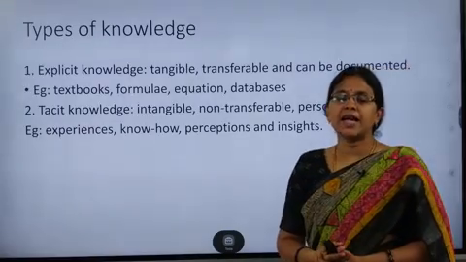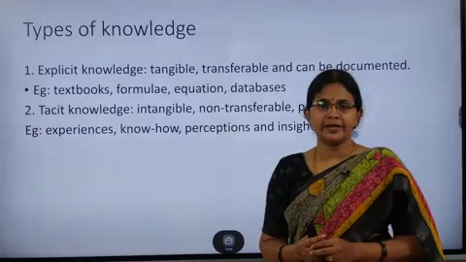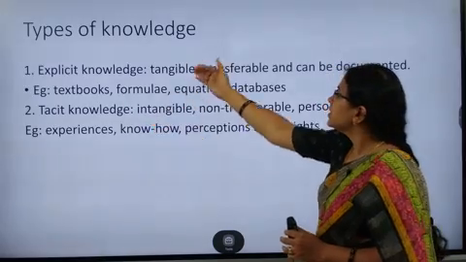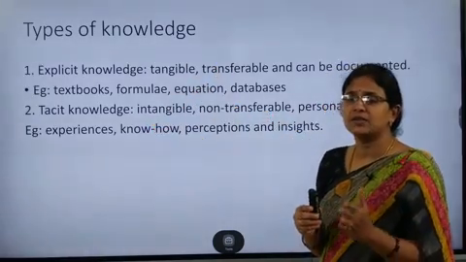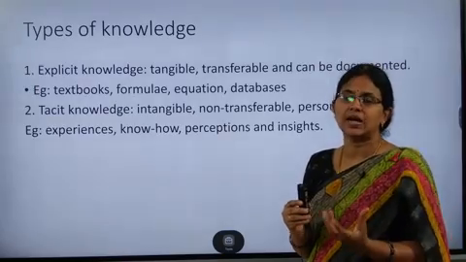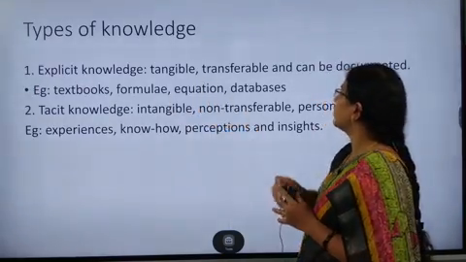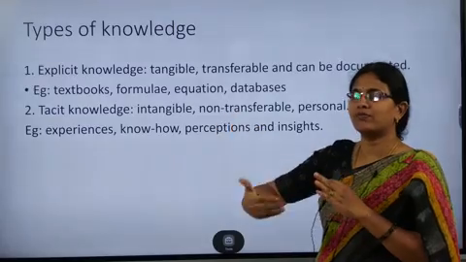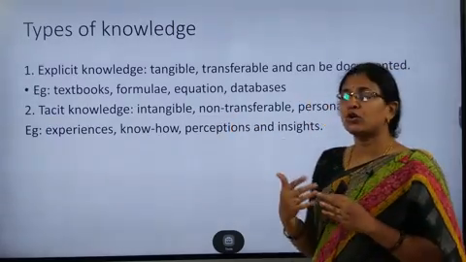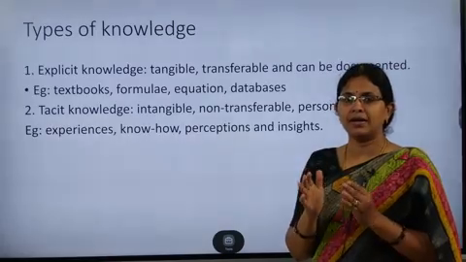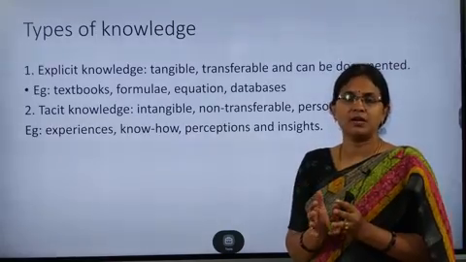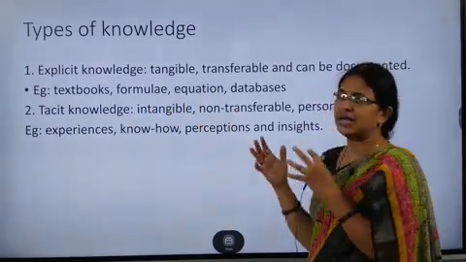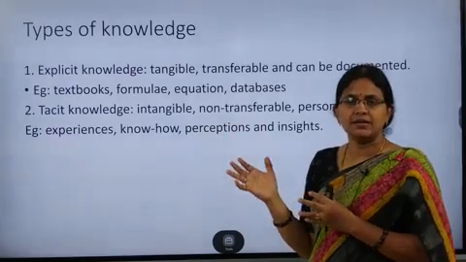Okay. So coming to the types of knowledge, there are mainly two types or categories. First one is explicit knowledge and second one is tacit knowledge. Explicit knowledge is tangible, in the sense that you can feel and touch it, and it is transferable: you can transfer it from one person to another, and it can be documented also. It means you can keep it in a book, on paper or in a manual. For example, textbooks, formulas, equations and databases all come under explicit knowledge.